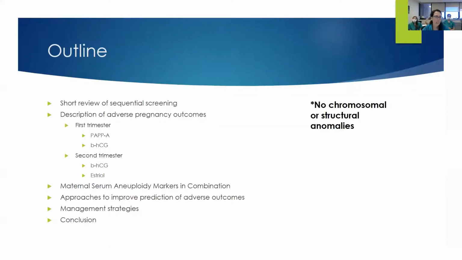So the outline: I'm going to do a short review of sequential screen, description of adverse pregnancy outcomes related to all of these markers in the first trimester, PAPA and HCG, in the second trimester, HCG and estriol. I'm going to talk about maternal serum aneuploidy markers in combination, approaches to improve prediction of adverse outcomes, management strategies, and conclusion. And just of note, all of this is in the setting of patients that have no chromosomal or structural anomalies.